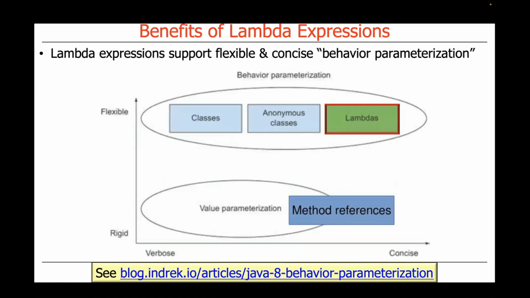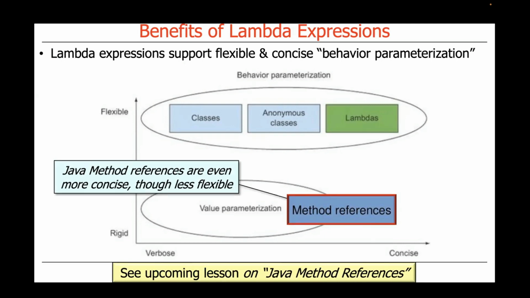Well, they support very flexible and concise behavior parameterization. You're undoubtedly familiar with parameterization in general, parameterizing, passing data to methods. We're all very familiar with that in the form of classes and objects and so on. But now that you've got Lambda expressions and other forms of functional programming, you can actually pass them and make the methods parameterizable by lambdas. And we'll also talk shortly about using method references. They are even more concise than Lambda expressions, although they're somewhat less flexible. We'll talk about that later.